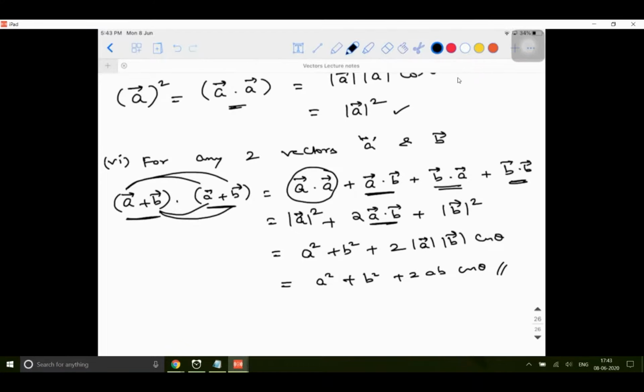You have seen this kind of a formula somewhere? The resultant formula, sir. Yes. R square is equal to A square plus B square plus 2AB cos theta. That's right. So that will be under a root. Here it is without a square root. That's it. That is the only difference.